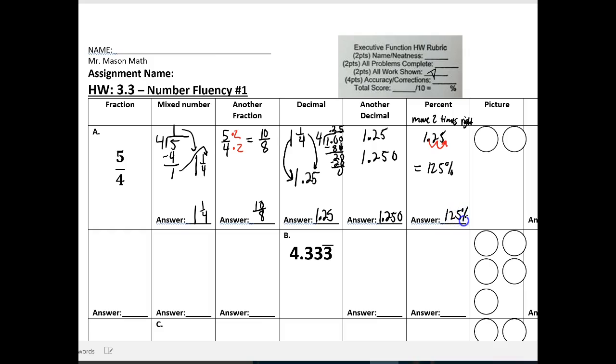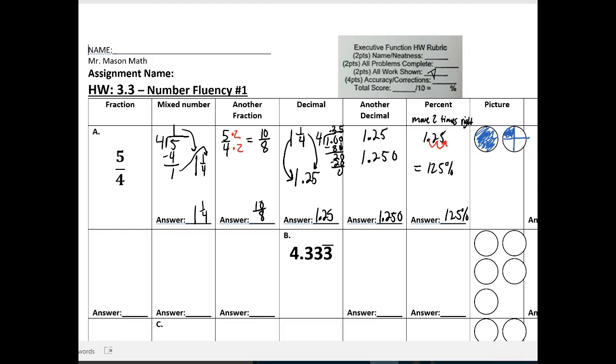Now a picture. Some of you may say, well, how do I draw a picture of 125%? You don't have to think of the 125%. You can literally think of the mixed number, 1 and 1/4. Well, what does that mean? Okay, I got one whole, so I can shade that whole thing in roughly, right? Doesn't have to be beautiful. And 1/4. What does that mean? I need to divide this circle up into fourths. 1, 2, 3, 4. And I just need to shade in one of them. So that's what 1 and 1/4 looks like.